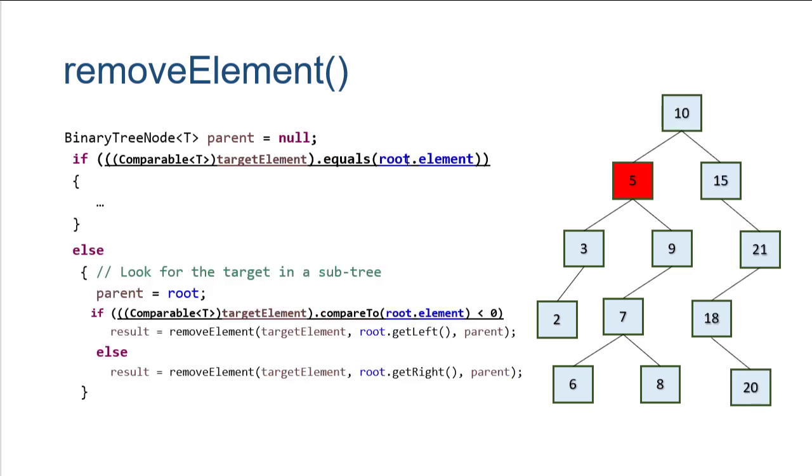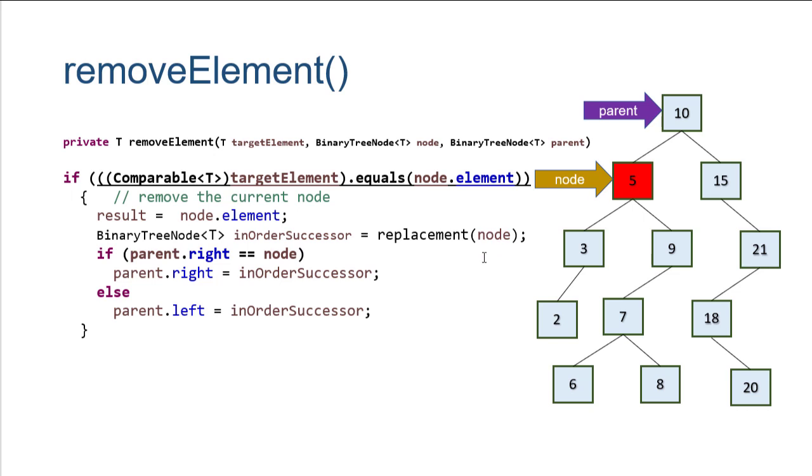If the root element is not what we're deleting, then we're going to look in a subtree. So in this case, what we want to delete is in the left subtree. So we're going to want to remove an element from the left subtree of the root. So now we're in the overloaded method. So the parent is the original root. The node we can think of as being the root of the subtree we're searching in.